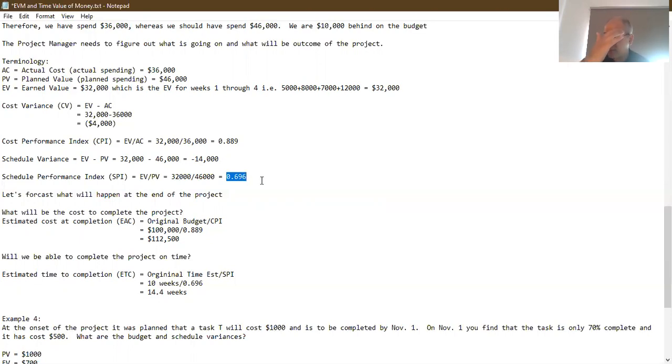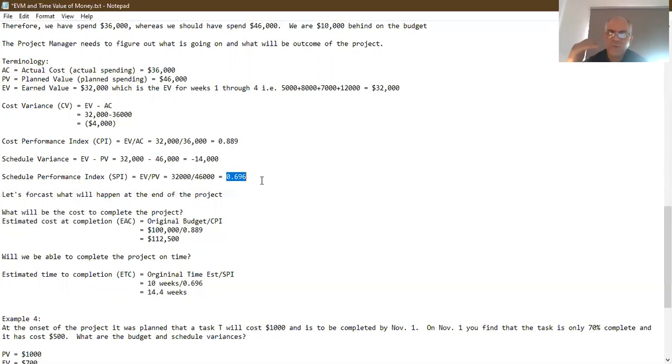Right? So what does this mean? It means that for every 1 hour that we spend on the project, we are wasting a chunk of that hour. We are not actually performing that hour's worth of work. We are only doing 69.6% of the hour on the project. The remaining almost 30% of the hour is going to waste, right?